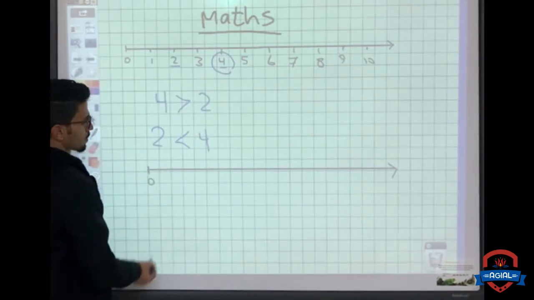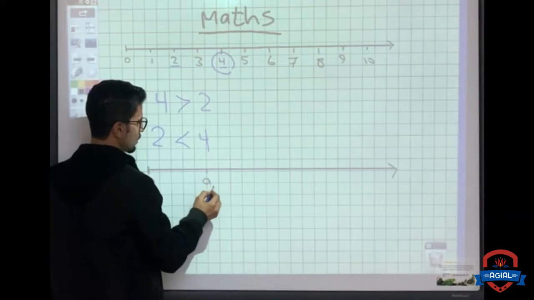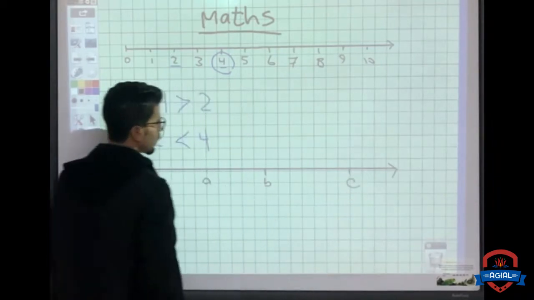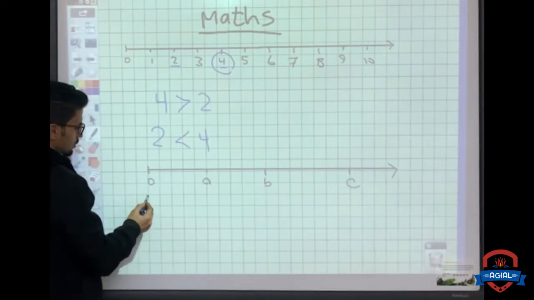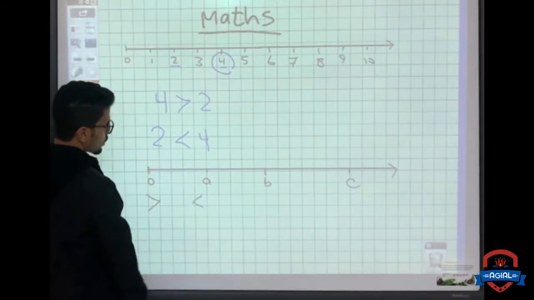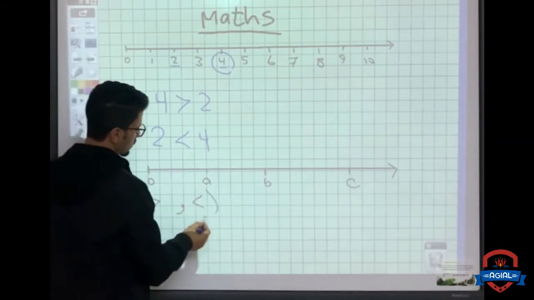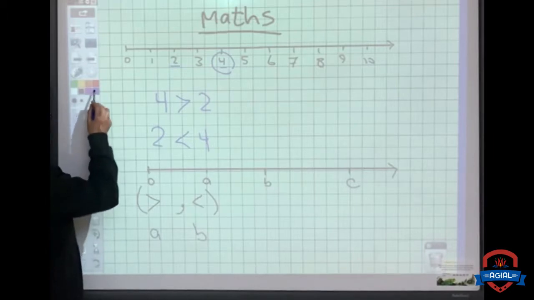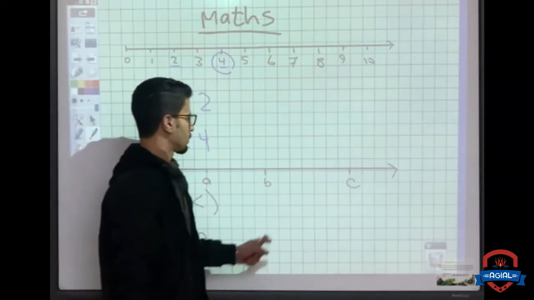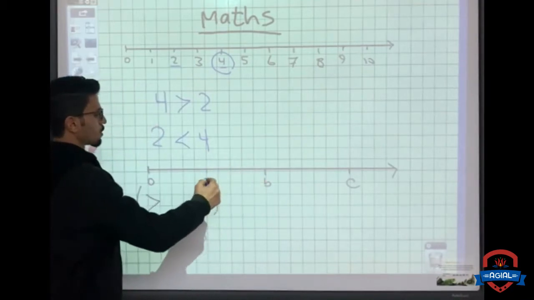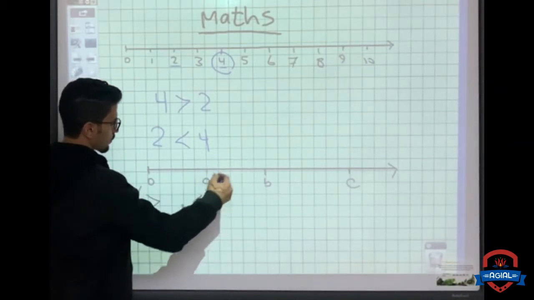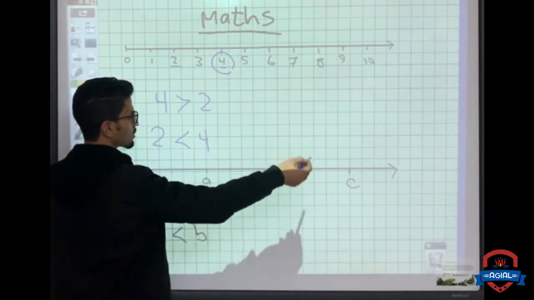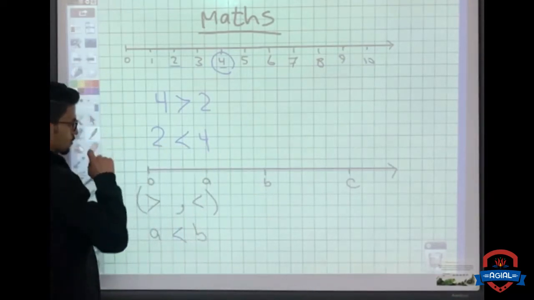So for example, if we have two letters like A and B, and another letter called C, and we need to complete by writing more than or less than. We need to compare between A and B, so we look at the number line, and we notice that B is on the right of A. So B is the greatest. When we go to the right we get the greatest numbers, and when we go to the left we get the smallest numbers.